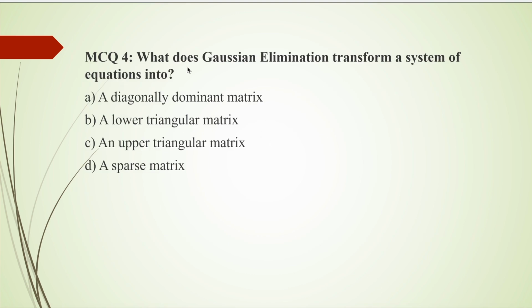MCQ 4. What does Gauss elimination transform a system of equations into? A diagonal dominant matrix, a lower triangular matrix, an upper triangular matrix, or a sparse matrix. The correct answer is an upper triangular matrix. We have also seen this in Gauss elimination, that we get the upper triangular matrix by using forward elimination, then by using backward substitution we get the solution of the system.